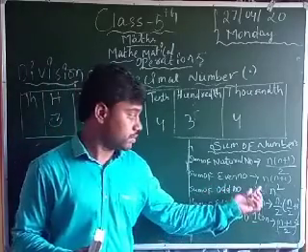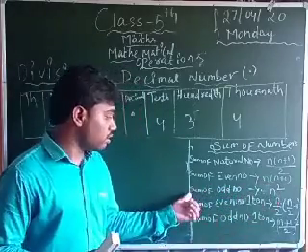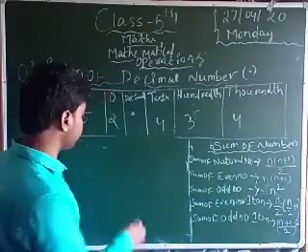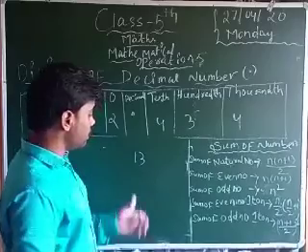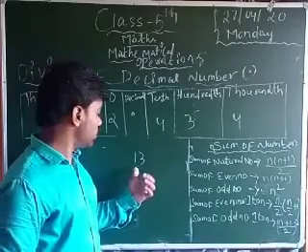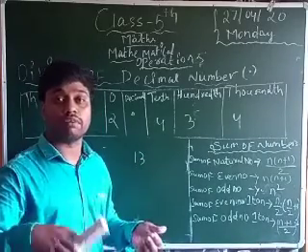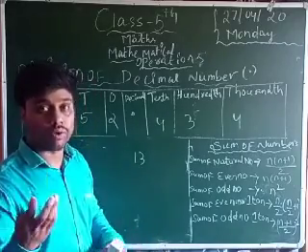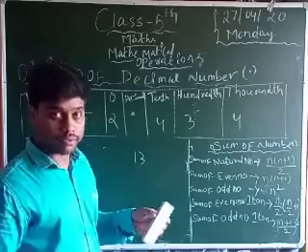Sum of even numbers means n into n plus 1. Now sum of odd numbers is n square. You can take for example 13. This is the sum of odd numbers, which means you have 13 square. Okay, 13 square means the sum of odd numbers.